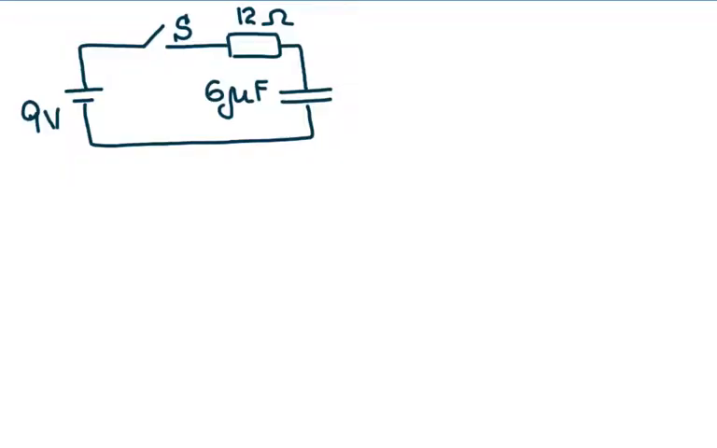So here I've made an example circuit for you, and there's a switch, a 12 ohm resistor, a 6 microfarad capacitor, and a 9 volt battery. And I want to know, right after the switch is closed, the charge on the capacitor. So that's the one that I'm looking for. And I want to know the potential difference on the capacitor, so the voltage dropped on the capacitor.